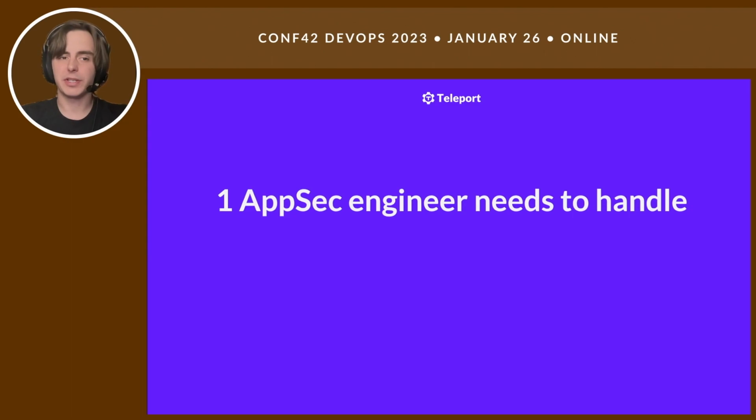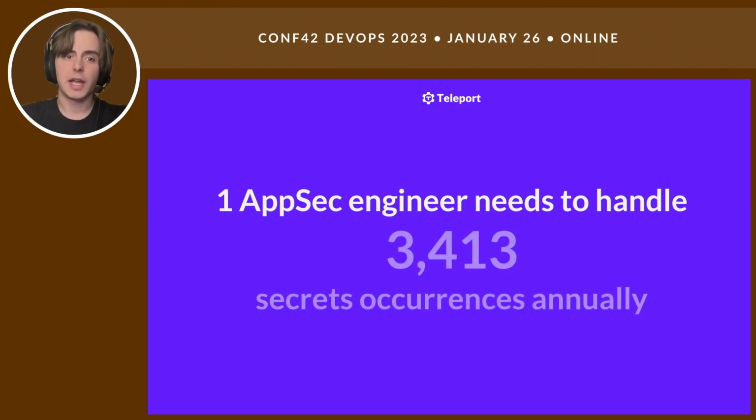Accounting for all this duplication across the code base, this means that a single AppSec engineer, on average, annually, needs to handle 3,413 secrets. On average. But that said, this is simply not sustainable. Those poor AppSec engineers need a break.